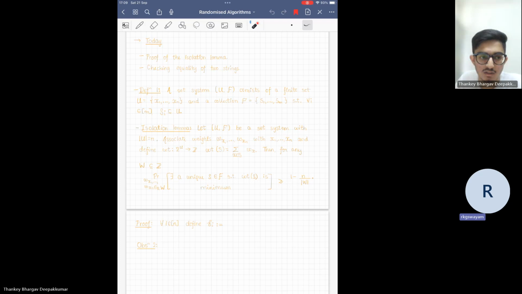Oh, I see. Yes, now I understood this collection of subsets of U. Now I understood, because the cardinality of F would be equal to 2 raised to the power U, and then we are using the weight function to assign weight values to the different elements of a subset. And then we are computing that the probability that there exists a unique minimum is greater than or equal to 1 minus n by w. Oh, yes, I understood this now.